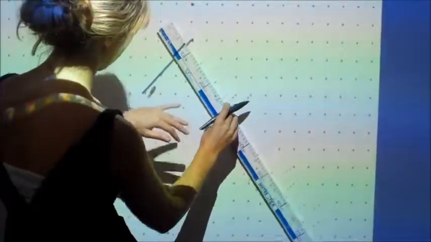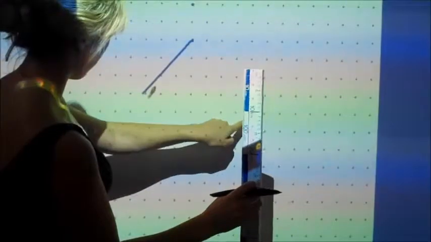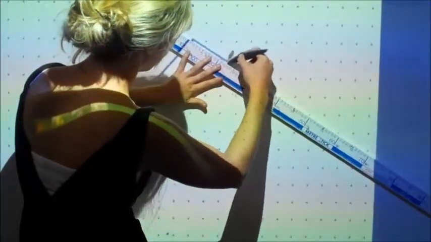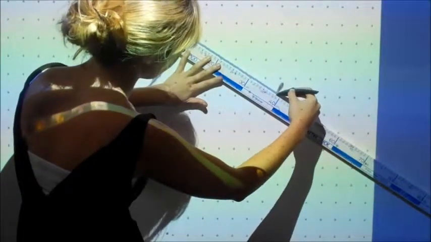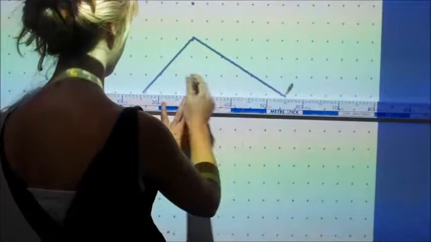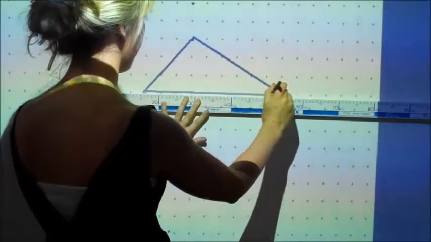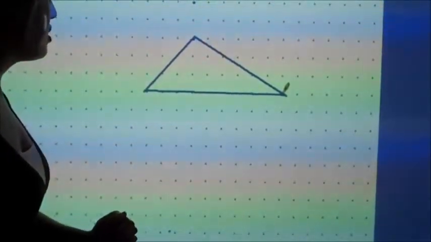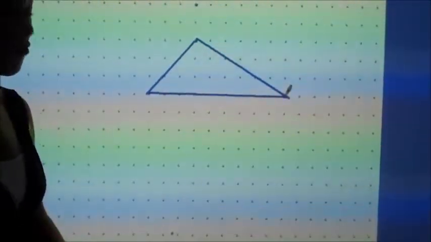Okay. Or I could go, so 1, 2, 3. And now I can line up my bottom line. It doesn't have to be an equilateral triangle unless it's specified that it needs to be. It just said it needed to be a triangle without a right angle.